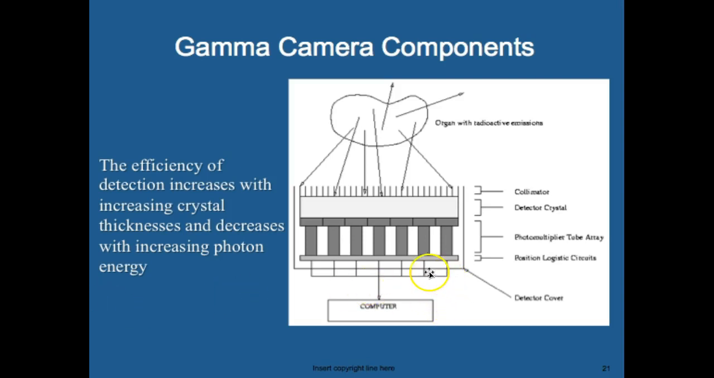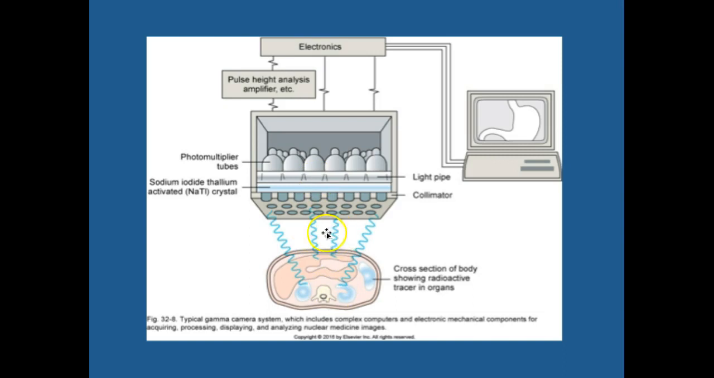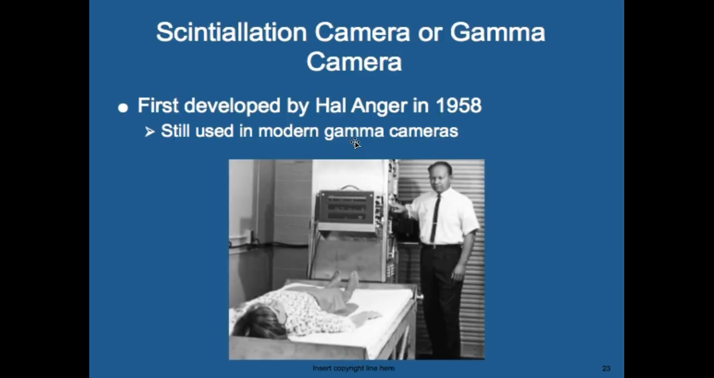So here you have your patient, and then you have your collimator, then your detector crystals, and your photomultiplier tubes. A better picture here: here's your patient, you have your collimator, you have your sodium iodide crystals, you have your light pipes, and your photomultiplier tubes. And then it comes out into your electronics.